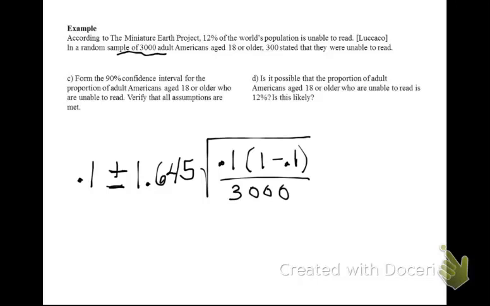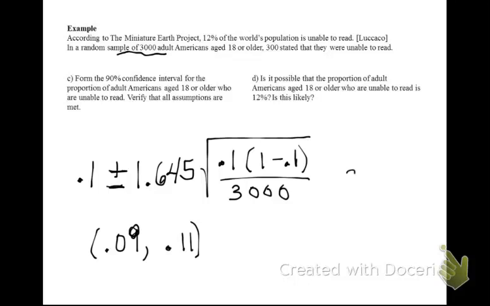0.1 minus 1.645 times the standard error gives back 0.09. And 0.1 plus 1.645 times the standard error gives back 0.11. So what we're saying now is that our point estimate is 0.1, but the true proportion could be as small as 9% or as large as 11%. Now, of course, this is only true if our assumptions have been met.